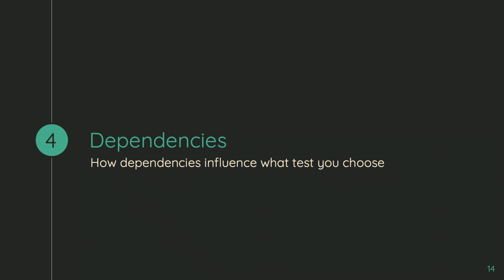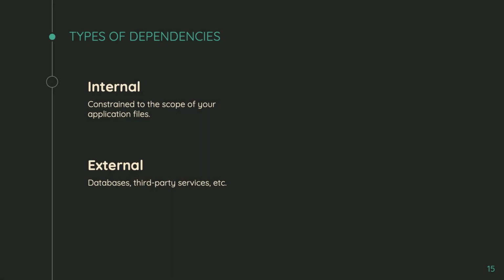Okay, let's talk a little bit about dependencies and how they are going to influence the kind of tests that you write. Speaking really broadly and really simply, I like to think of dependencies in two categories: internal dependencies and external. Internal are really simple. This class depends on this class. It's literally just code talking to each other. You're not interacting with any databases or anything like that. But external dependencies are where you interact with databases and other third-party services.